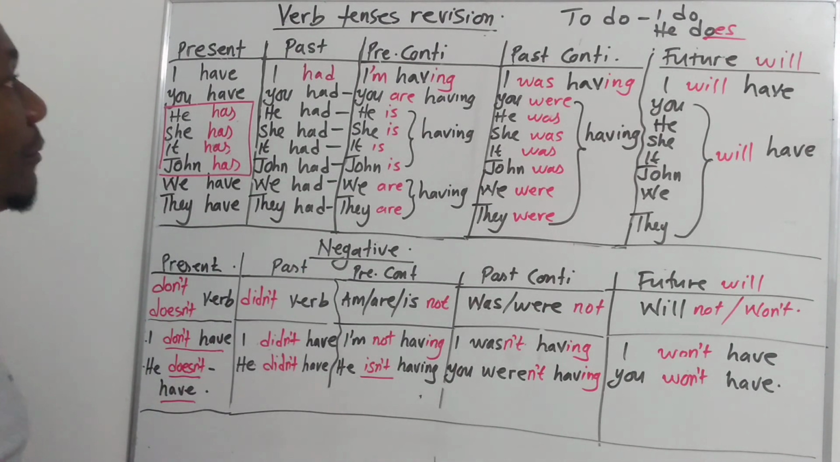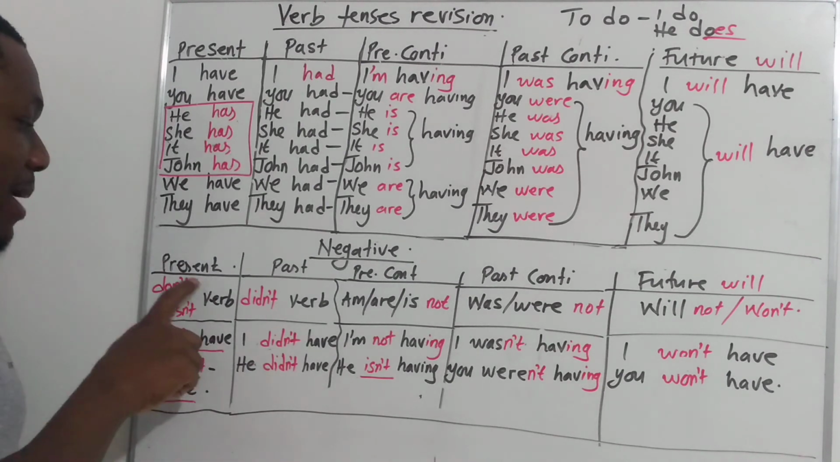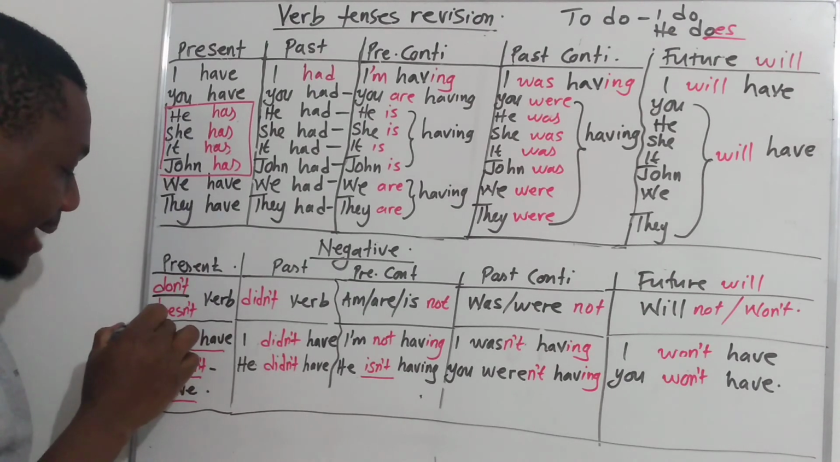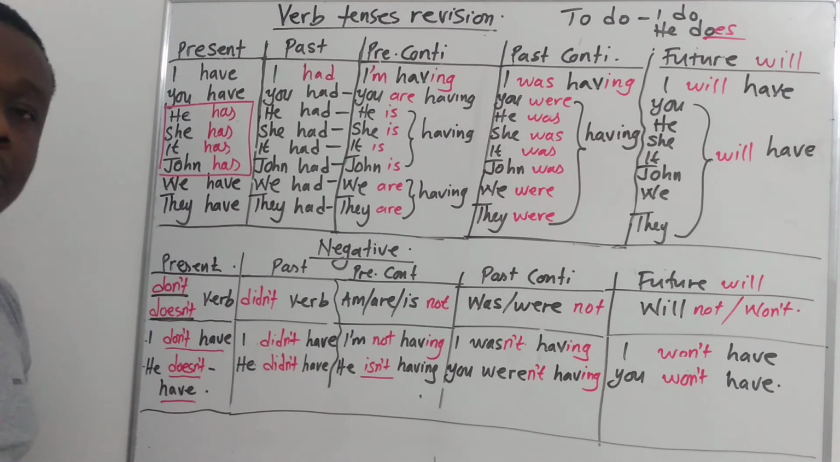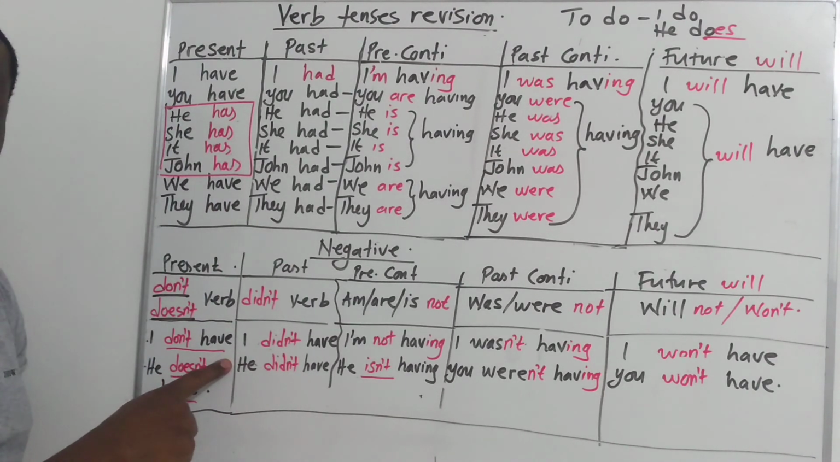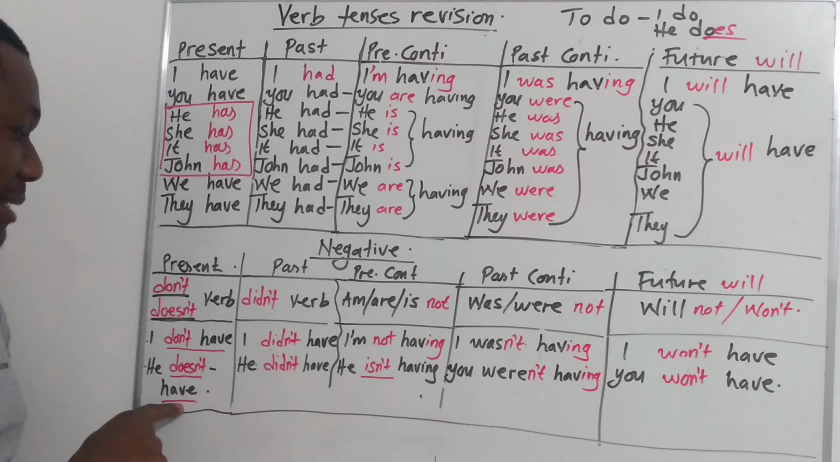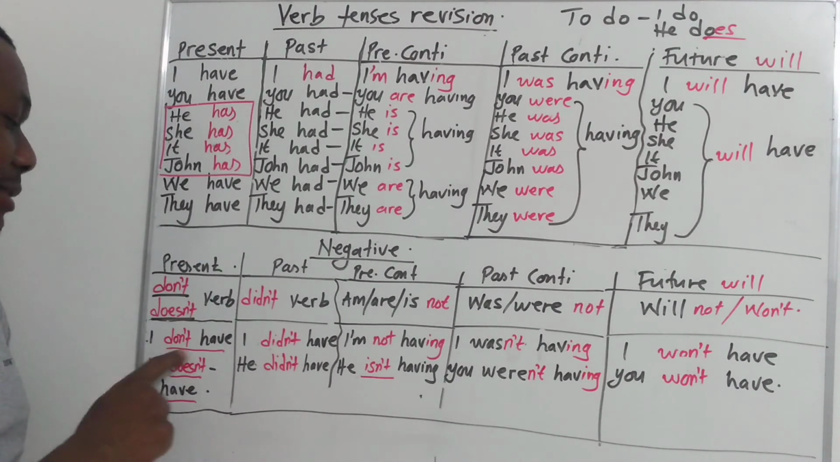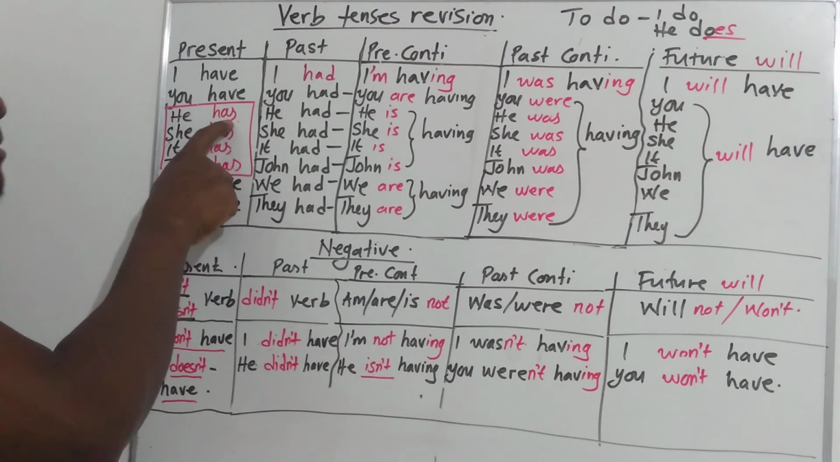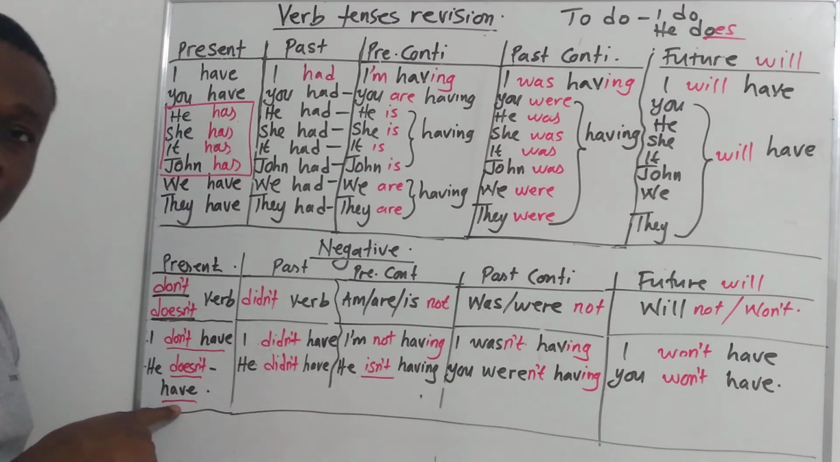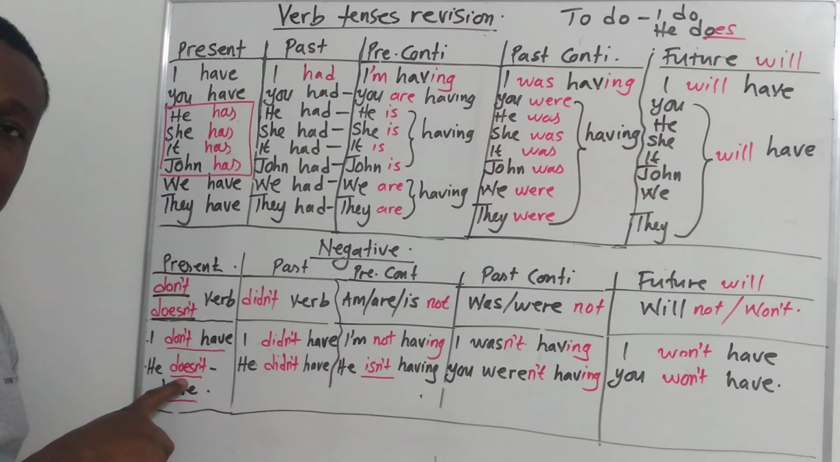In the negative form of these verb tenses, the present simple, we use the auxiliary don't and doesn't. I believe you remember. I have an example here. I don't have. I have. I don't have. Tenho, eu não tenho. He doesn't have. Don't and doesn't and the verb. I have, I don't have. He has. In the negative form, he doesn't have. Remember, we don't conjugate, we don't modify the verb in the negative form because of the auxiliary doesn't.